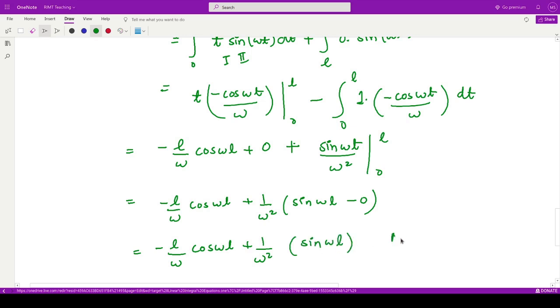So this is the final answer, and this is the Fourier sine transform. This is the Fourier sine transform of the given function f of t. So I hope this is clear to you.